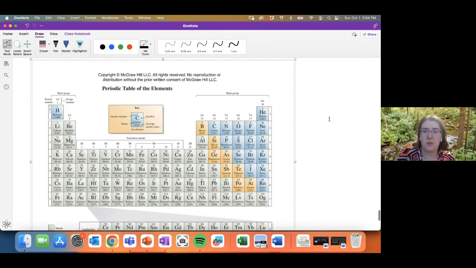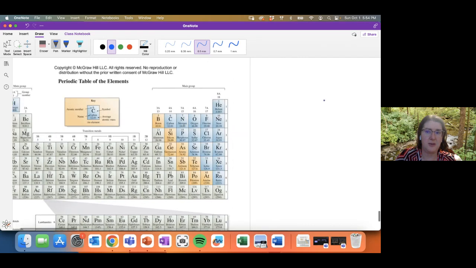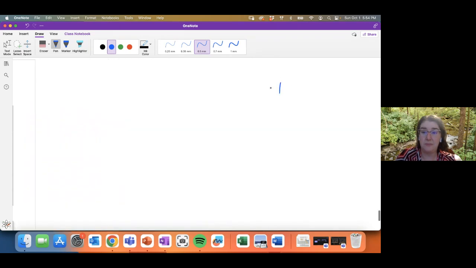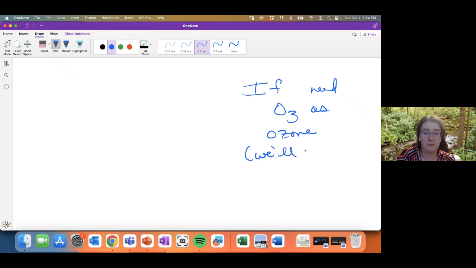So the person mentioned ozone. We actually don't assume you know what ozone is. So if you ever need O3 as ozone, we'll just tell you that. We don't ever assume that you know that the word ozone is 3 oxygens bonded together. We'll tell you that one. We don't ever assume that you know that ozone is O3.